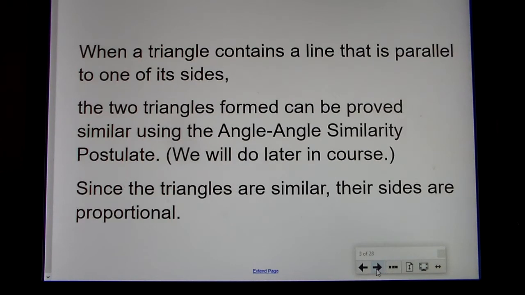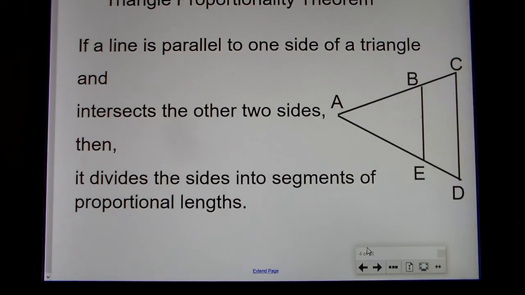Now, when a triangle contains a line that is parallel to one of its sides, the two triangles formed can be proved similar using the angle-angle similarity postulate. A little bit later I'll explain more about the angle-angle similarity postulate. Since the triangles are similar, their sides are proportional. So we're going to focus on this type of problem.